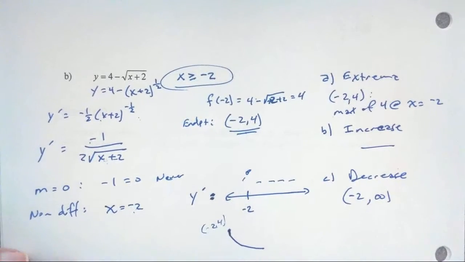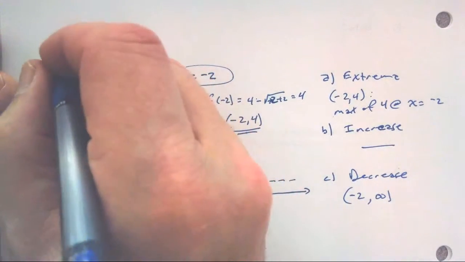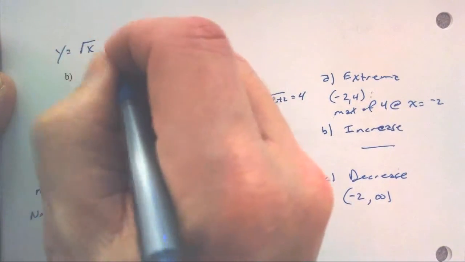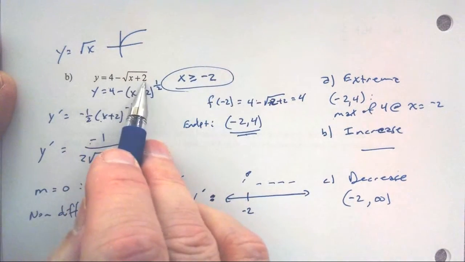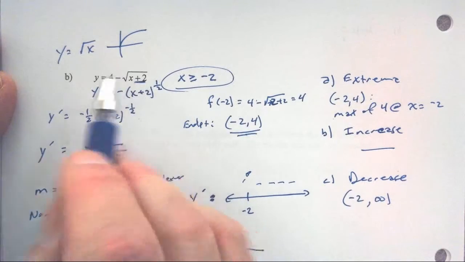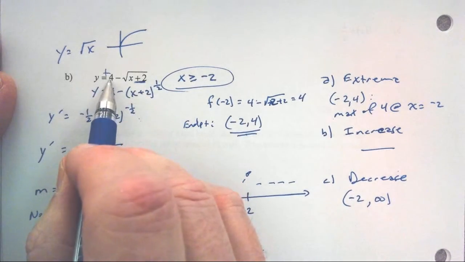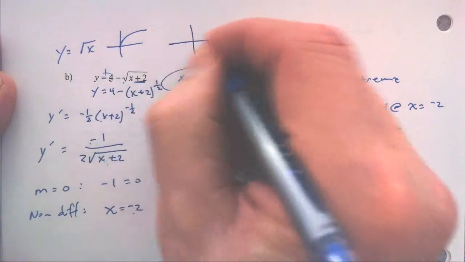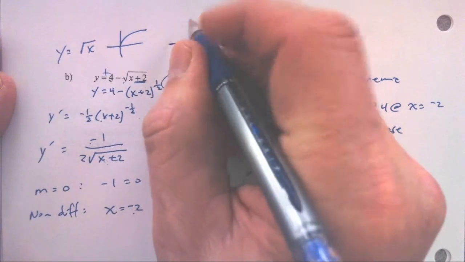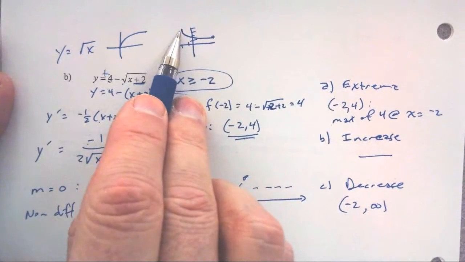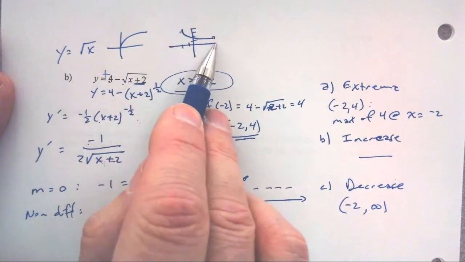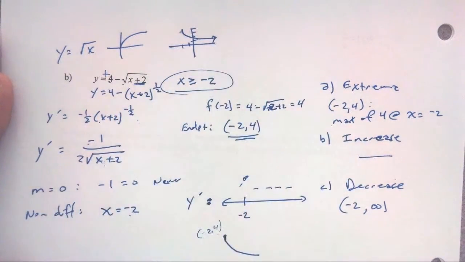Now let's go back and take a look at this function. We know that y equals square root of x looks like this. So what would this look like? This would be 2 to the left, up 4, upside down. 2 to the left, up 4, and upside down. There's our local maximum at negative 2, 4, and it decreases forever.